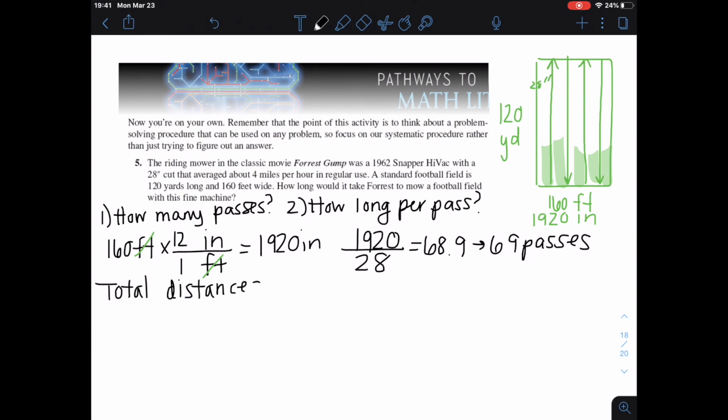The total distance is going to be the number of passes, which is 69, multiplied by the 120 yards. So in total, he's going to drive 8,280 yards. Okay. So this is the total distance he's going to drive. We want to see how long it will take him to go this far.